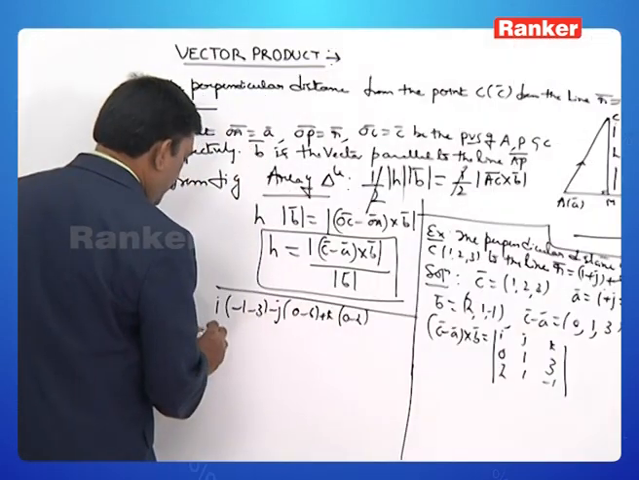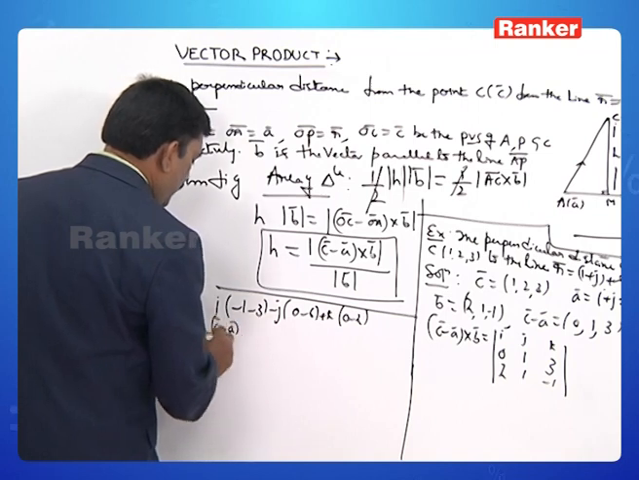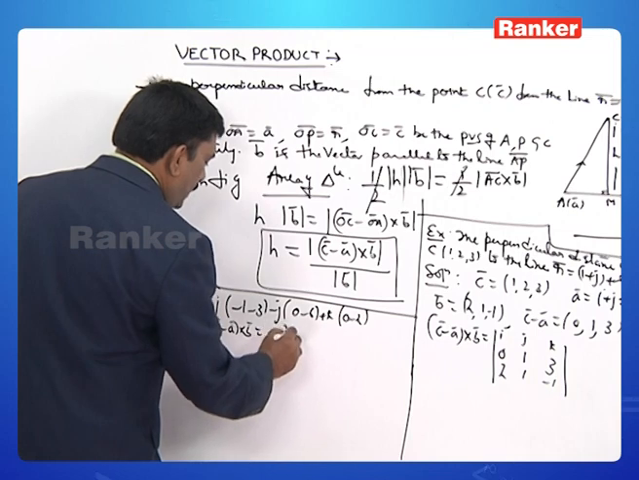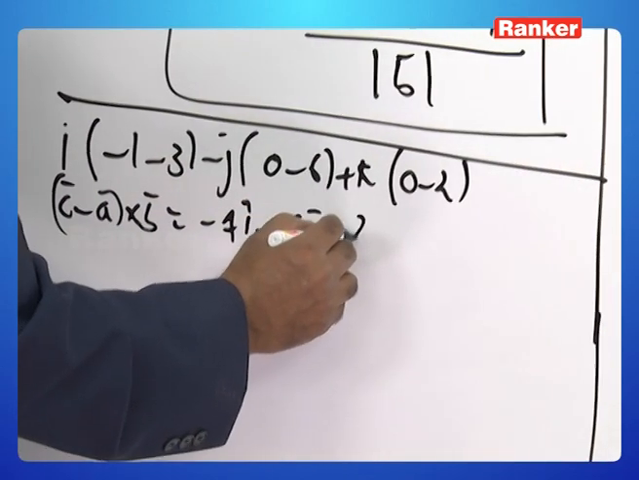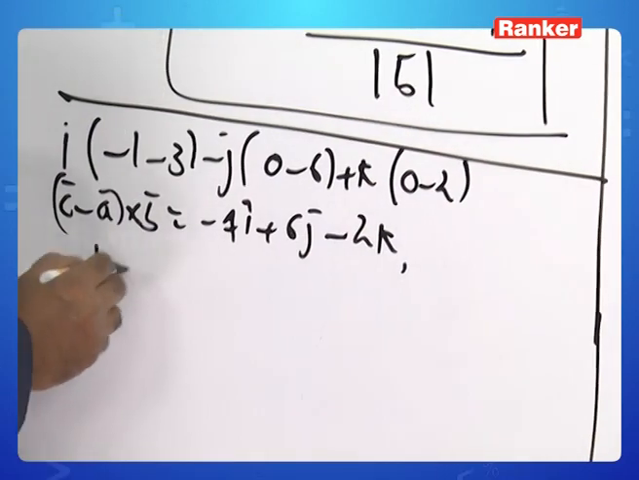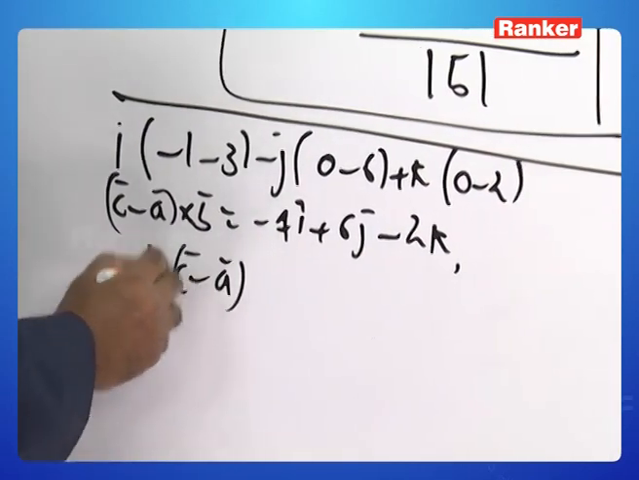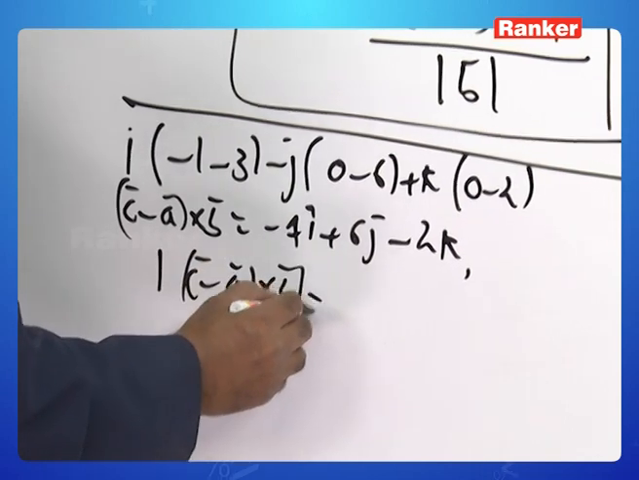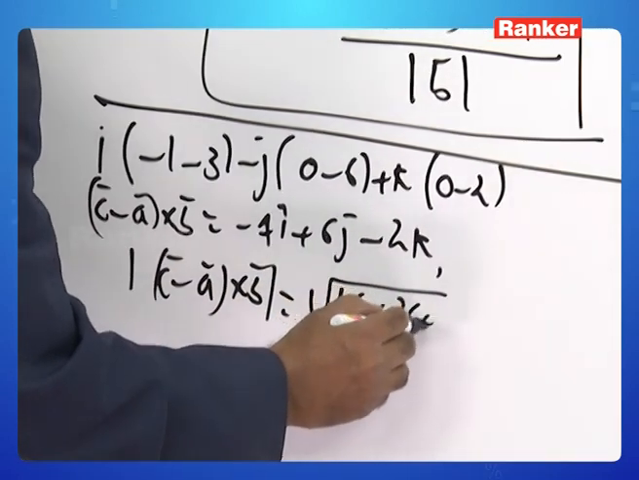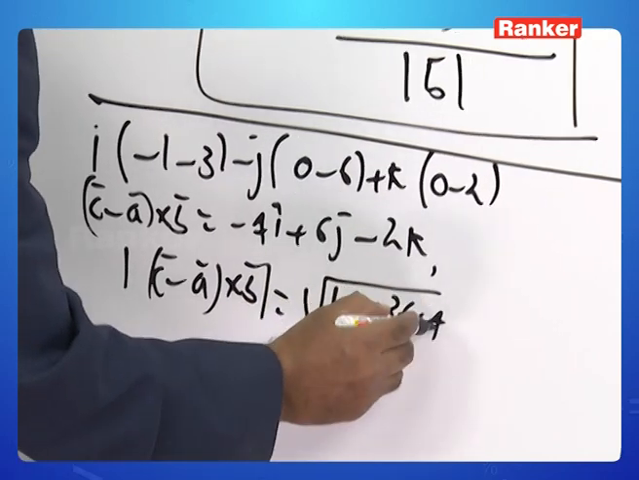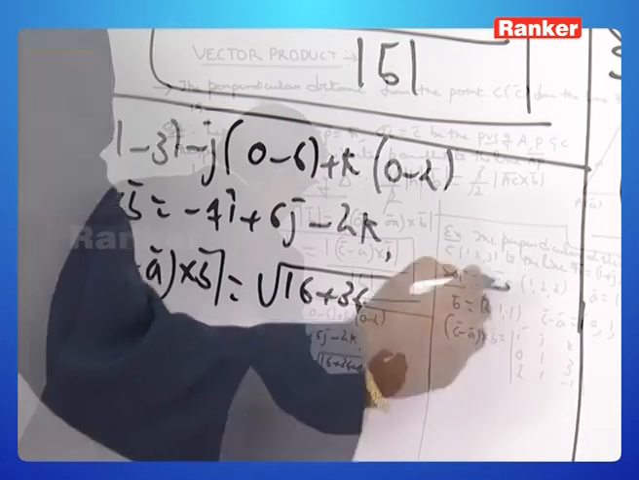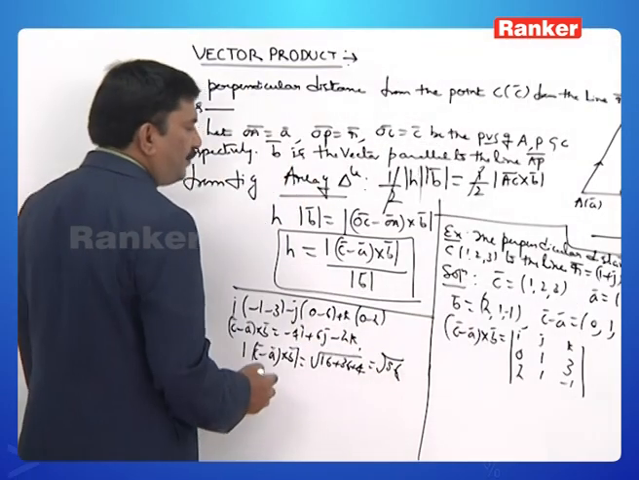This is nothing but C bar minus A bar cross B bar, which is minus 4i plus 6j minus 2k. Then the modulus of C bar minus A bar cross B bar is the square root of 16 plus 36 plus 4, which is 56, so root 56.